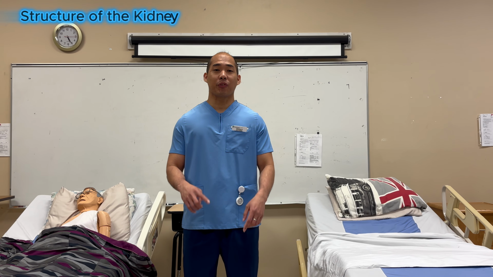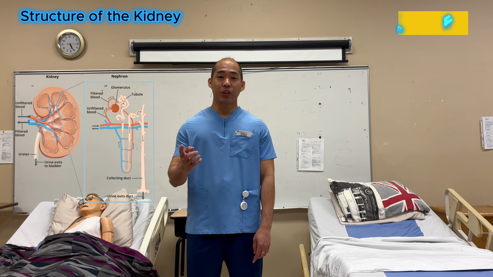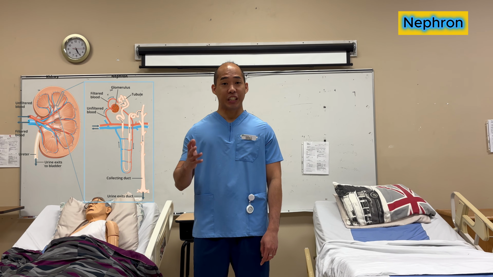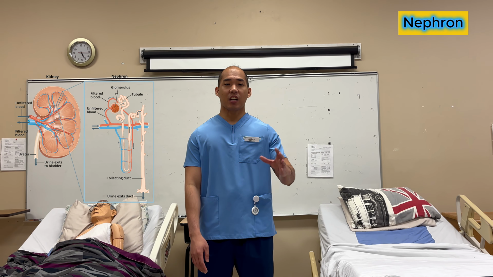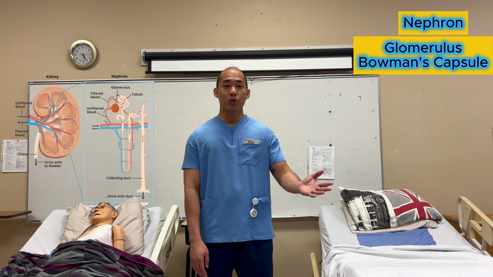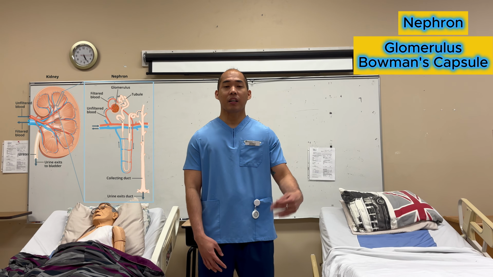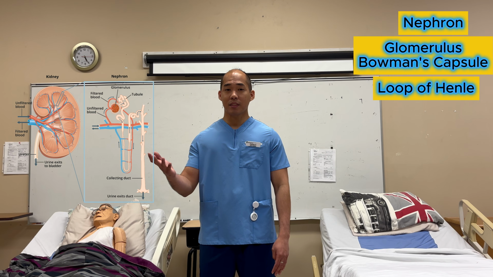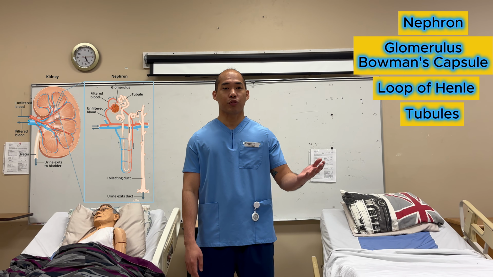For the structure of the kidney, we have the nephron, which is the functional unit, and there are 1 million nephrons in each kidney. Inside the nephron, there is a glomerulus, which filters blood. We have the renal tubule, which secretes and absorbs substances, and tubules to concentrate the urine.